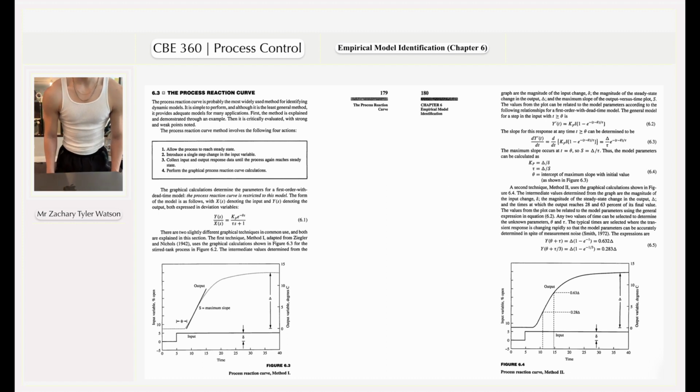I've been saying t, but that's actually 1. So equation 6.4, e raised to the power of negative 1.